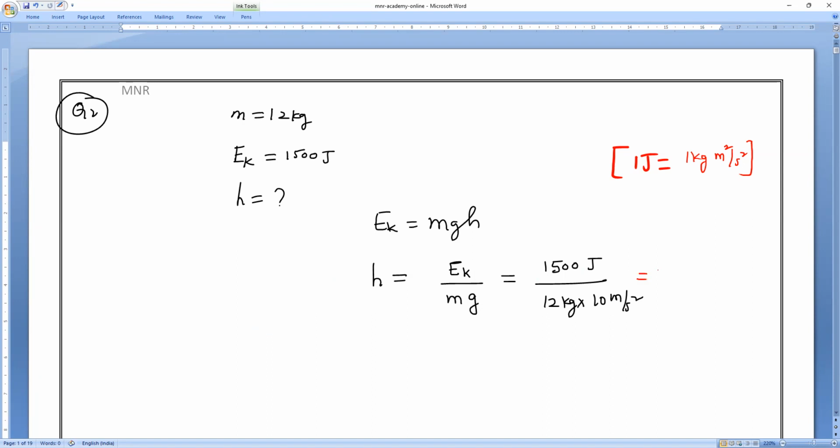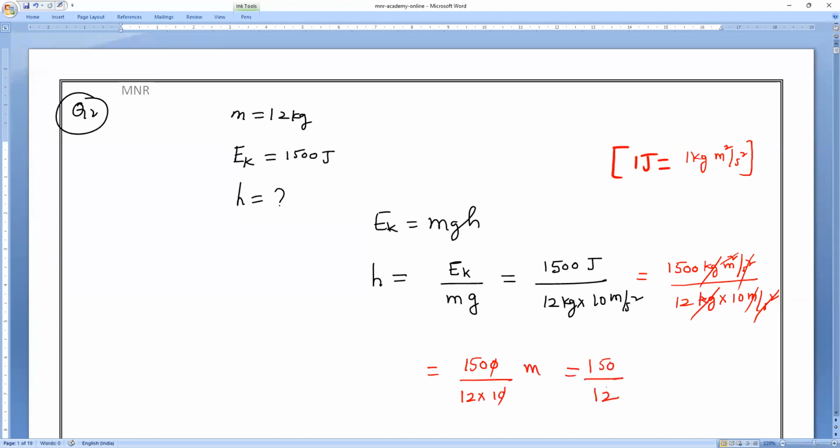So we'll replace with that now. 1500 kilogram meter square per second square divided by 12 kilogram into 10 meter per second square. Kilogram will get cancelled. Meter square, second square will get cancelled. Meter and square will get cancelled, so 1 meter is remaining. That equals 1500 divided by 12 into 10. This also will get cancelled, which gives meters. So 150 divided by 12. Solve it and tell me fast, everybody.